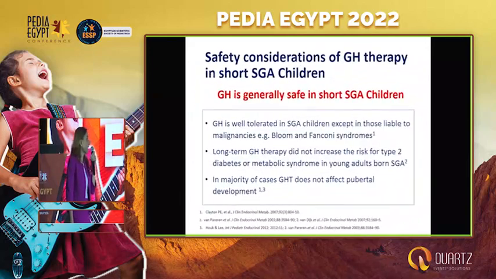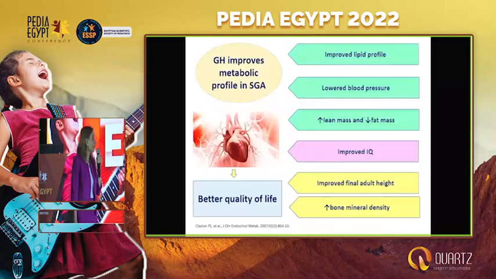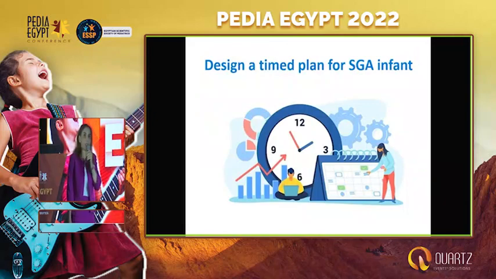And it's very important to note that growth hormone therapy is generally safe in short SGA children, except with very few syndromes when it's contraindicated, like Bloom syndrome. Growth hormone not only improves the height, but it improves metabolic profile. It improves the lipid profile, it lowers the blood pressure, increases the lean mass, and decreases the fat mass. It improves the IQ, the final adult height, and the bone mineral density. And that's why it's very important to be given to those born short SGA.